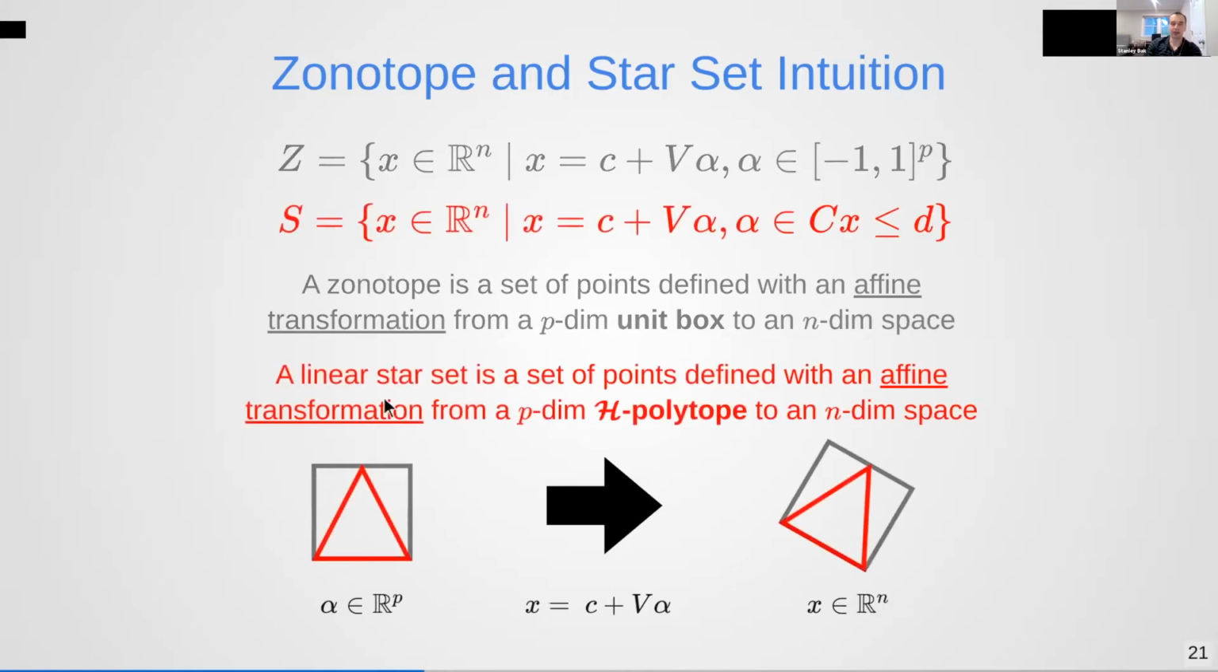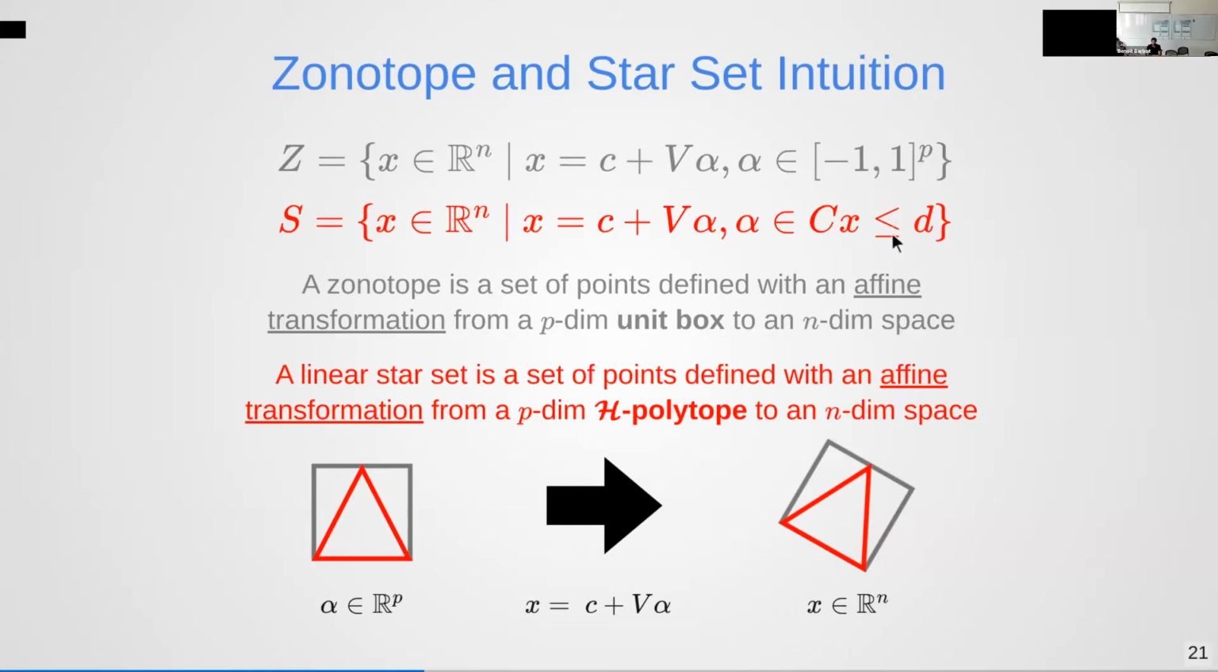For the linear star set, you start with a point inside an H polytope, defined by linear constraints. You can imagine you have 3 half spaces that define a triangle, and your alpha point is inside the triangle, and then you perform an affine transformation of the triangle. So it's similar to a zonotope, but a little bit more expressive, right? You couldn't represent a triangle using a zonotope because a zonotope is always going to be centrally symmetric, because of the property that the domain has to be the p-dimensional unit box.